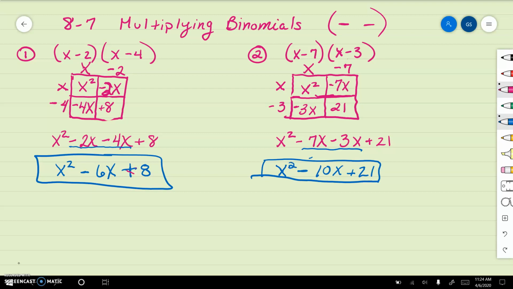Anytime you have x times x, it's x squared. So that was my little mistake. Okay, we're going to try number 3. Watch this.